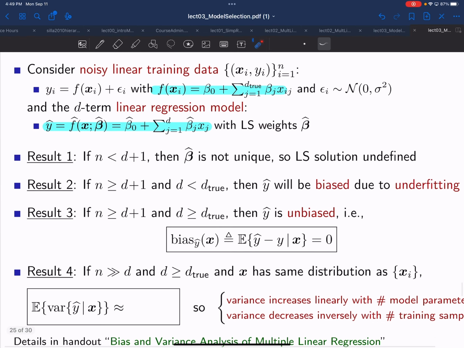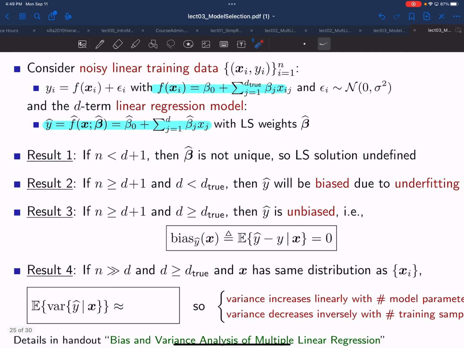So there's basically 4 results here. And the results look at the relationship between the number of training samples, n, and the model order that you assume, which is D. Okay, so the first case, if you have fewer training samples than the total number of coefficients, the total number of betas, which is D of them here, or 1 here. If you have this situation, that's not ideal because, as we saw before, this A transpose A matrix is not invertible. So what that means is that you can't directly compute the least squares solution.